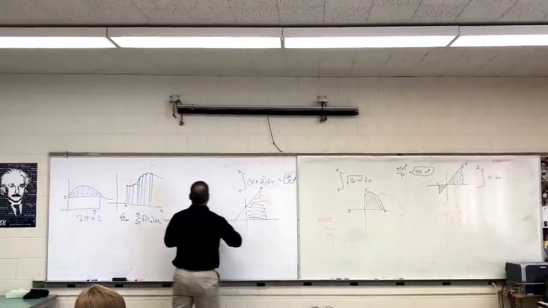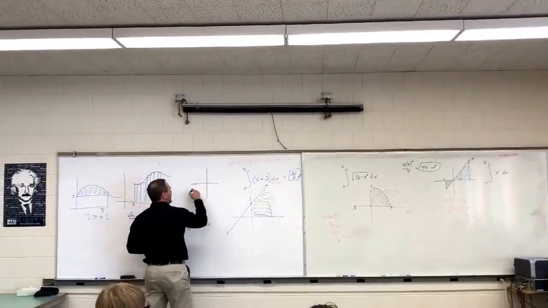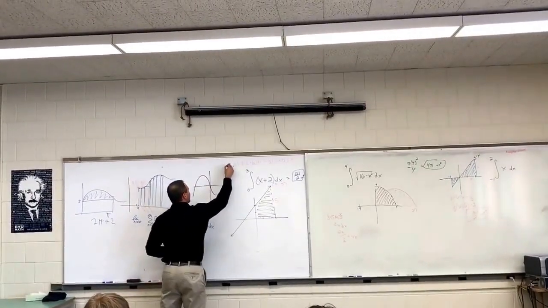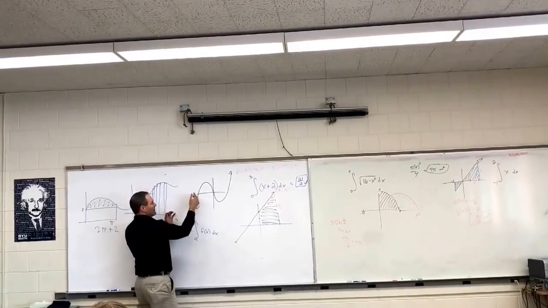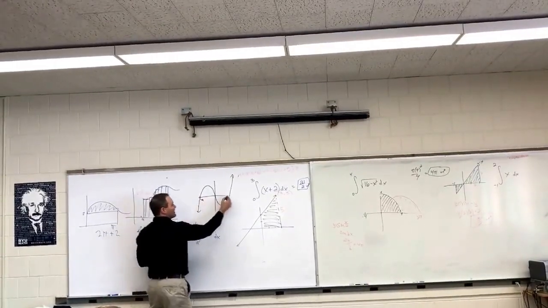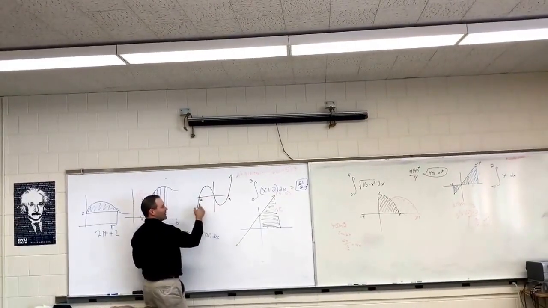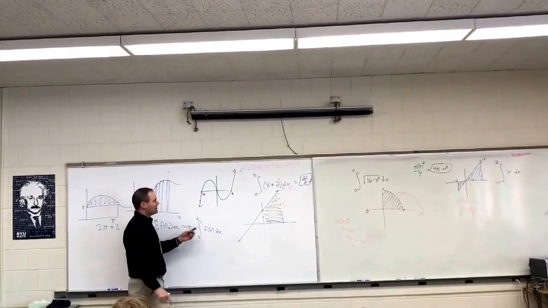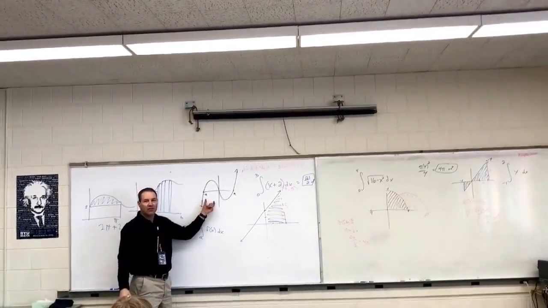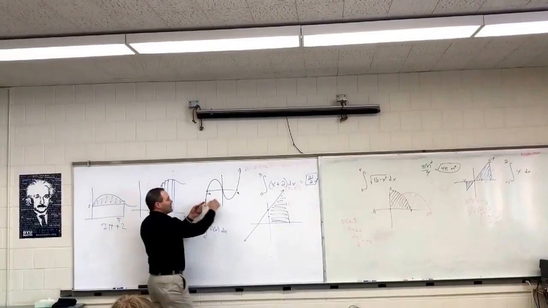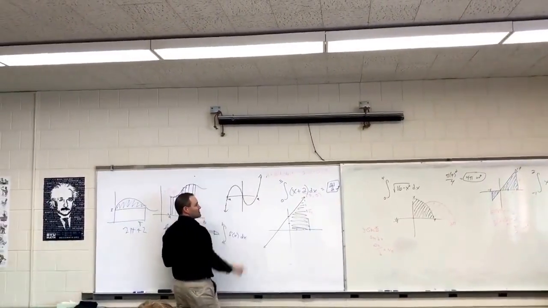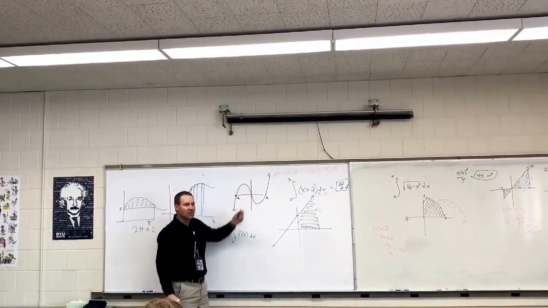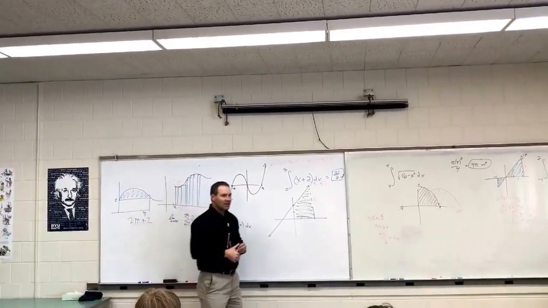So if this was an odd function, and I call this negative a and this a, if I integrated it from negative a to a, what would I get for an answer? 0. If I went from negative a to b, you would not get 0, but as long as this distance and this distance are the same, and it's an odd function, then you would get 0. Alright.